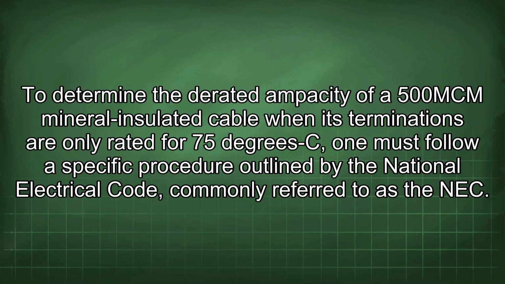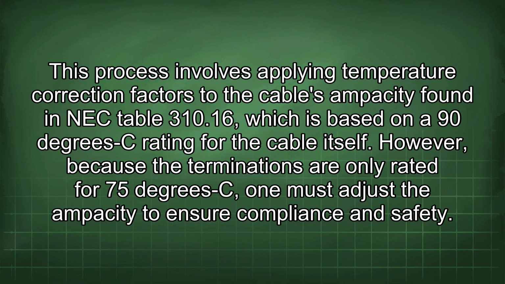To determine the derated ampacity of a 500 mcm mineral-insulated cable when its terminations are only rated for 75 degrees C, one must follow a specific procedure outlined by the National Electrical Code, commonly referred to as the NEC. This process involves applying temperature correction factors to the cable's ampacity found in NEC Table 310.16, which is based on a 90 degrees C rating for the cable itself.